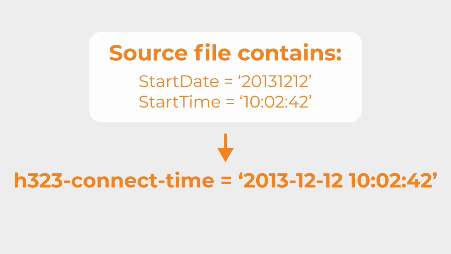On your screen, you can see a small example for the case when you only need to build a proper value for the H323 connect time field. The task was to build H323 connect time in the format that you see on your screen, which is basically used by the billing engine, using two fields from the source file, start date and start time.